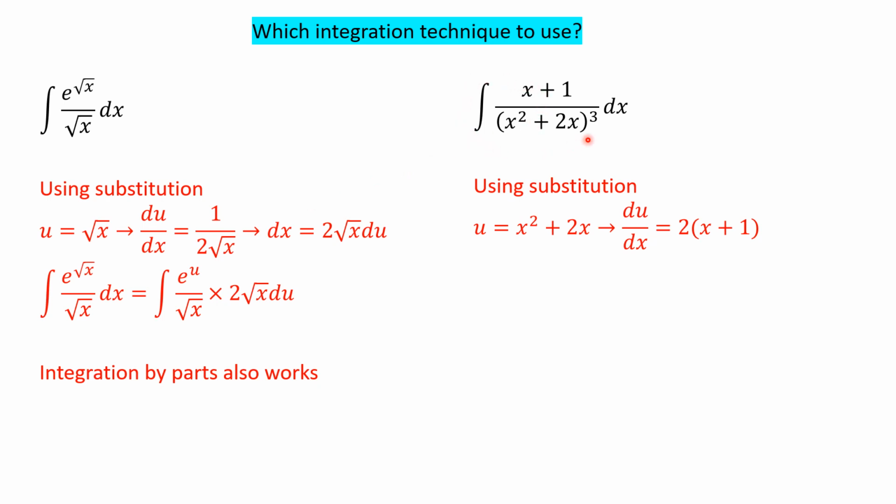In the second example, we use substitution again. If you let u be this root here in the denominator, usually you ignore the power. And then you find du/dx. So you get this function here, which you have on the numerator. I will not go through the full integration here. Hopefully you can see that if you make x the subject and substitute into here, the x plus 1 and x plus 1 will cancel out.